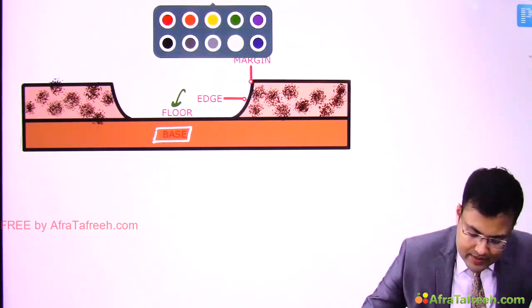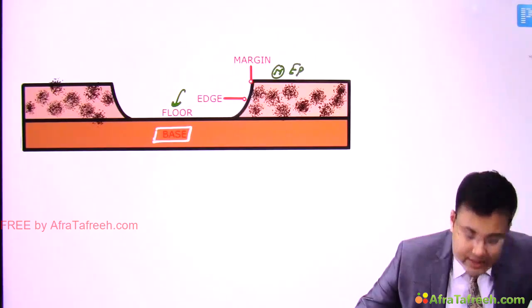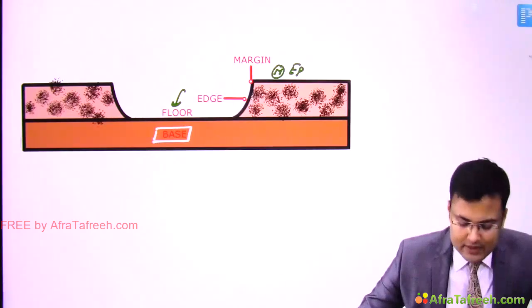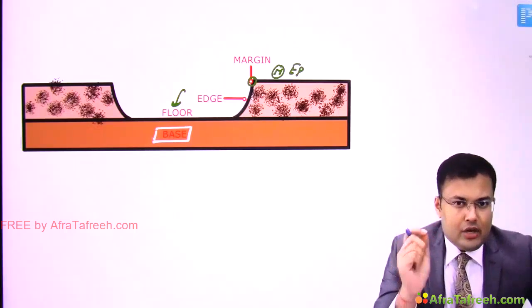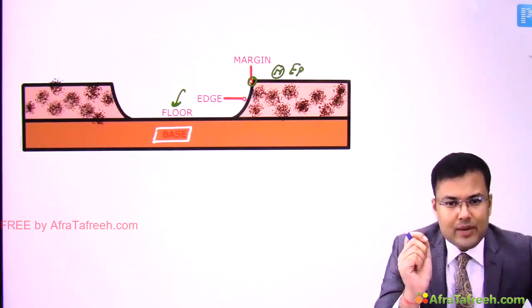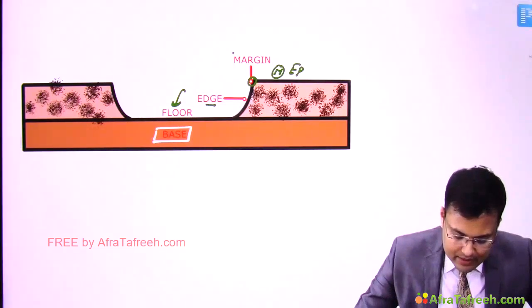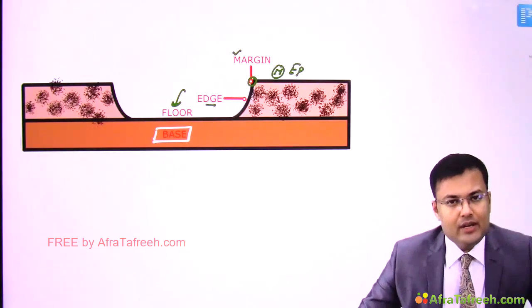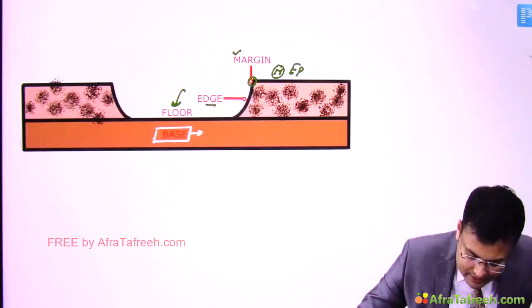Now here you can see that this region is normal epithelium, and this is the part of the ulcer. So there is a junction between normal epithelium and ulcer, and this junction is known as the margin. And what is the edge? The edge is the area between margin and floor. Okay, so one by one, what is the base? It is the surface on which the ulcer rests.